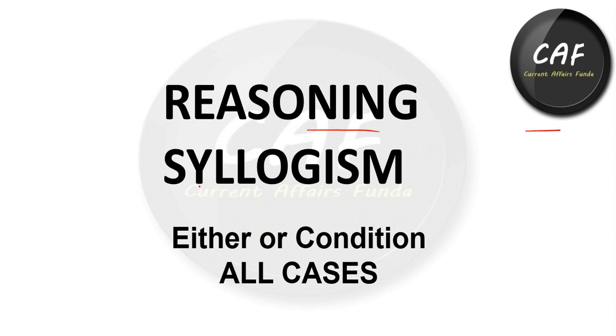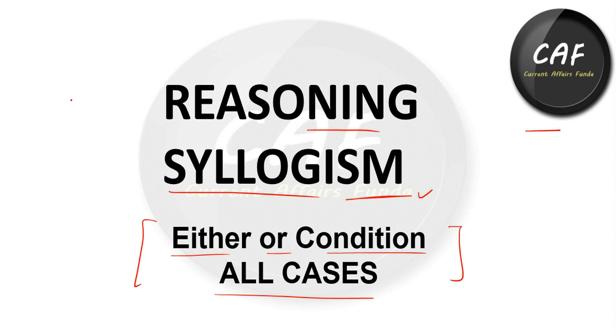So today we will discuss the syllogism part, in which we will discuss the either-or condition basis. We have already discussed the basic fundamentals of syllogisms. Right now we will discuss either-or. What are the certain conditions to make either-or? This question will definitely come in your PO and clerk exams. That's why I'm doing all of this for you.